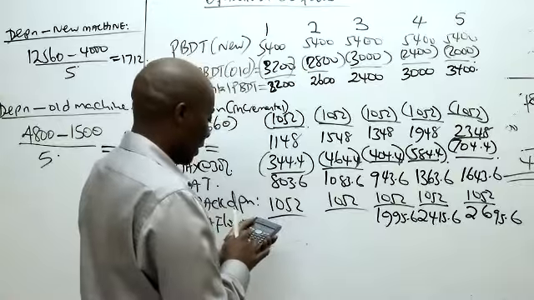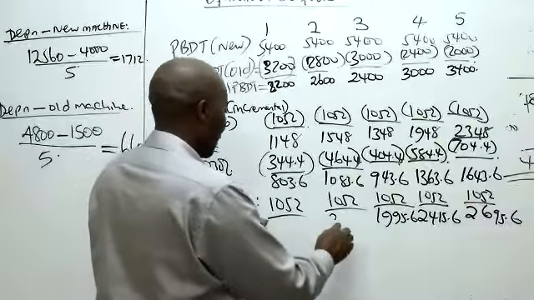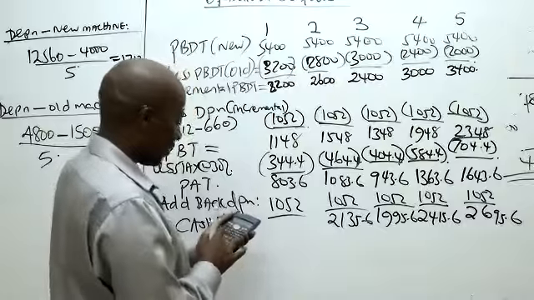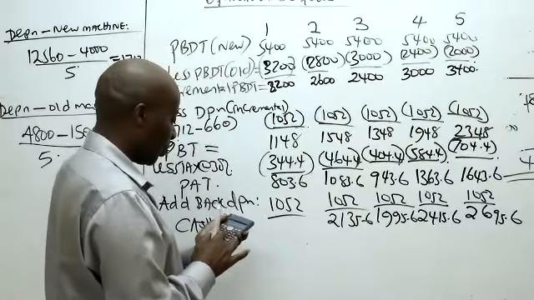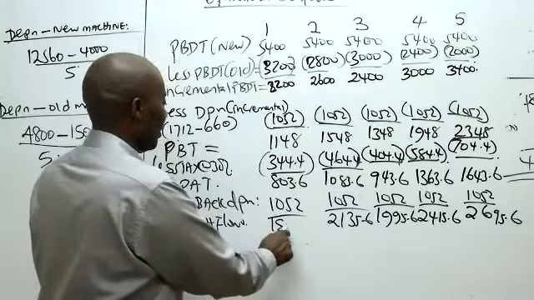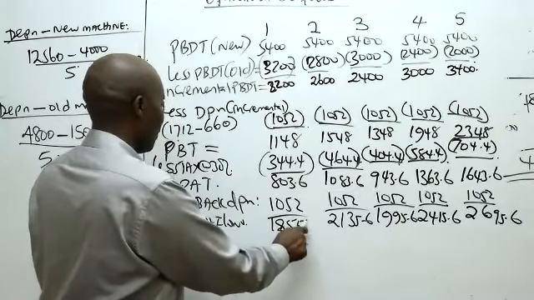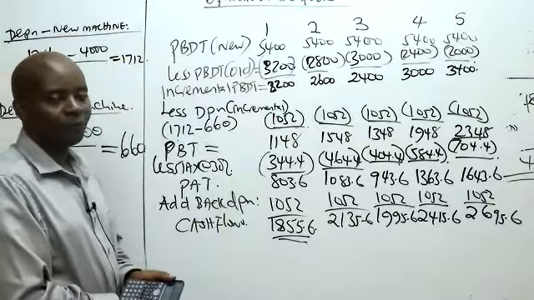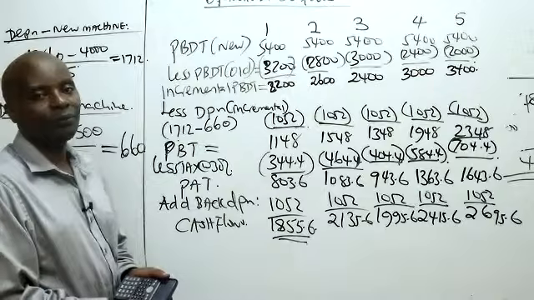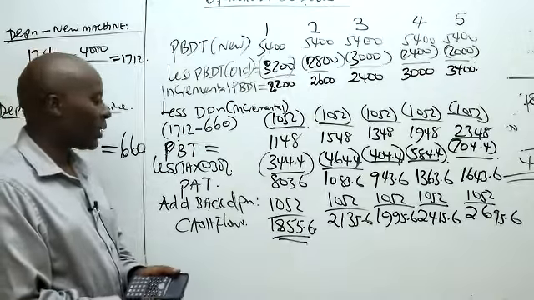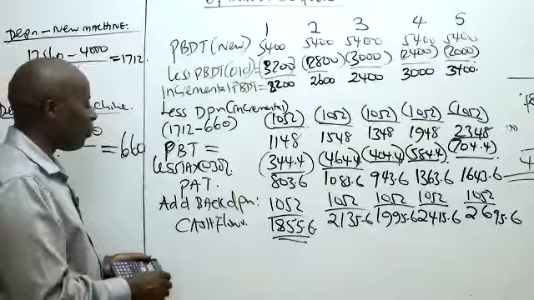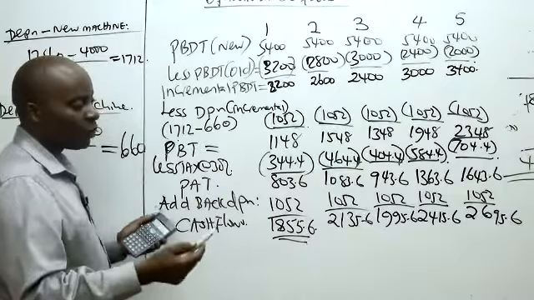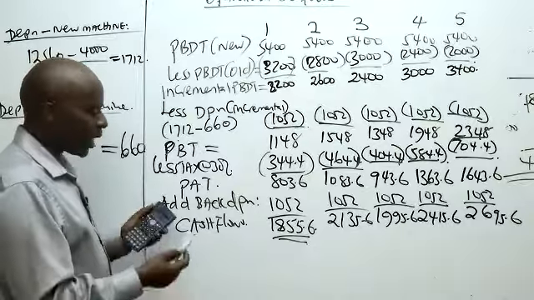1083.6 plus 1052 gives me 2135.6. And then lastly, we have 803.6 plus 1052, which gives me 1855.6. Now, ladies and gentlemen, these are what we call the operational cash flows. These are the cash flows from our operations.